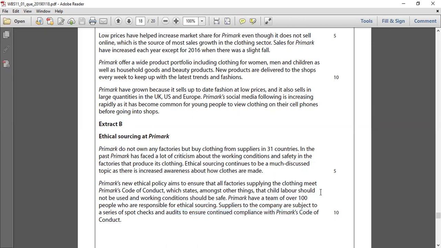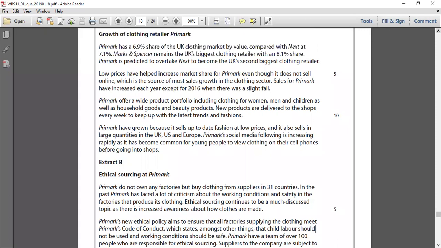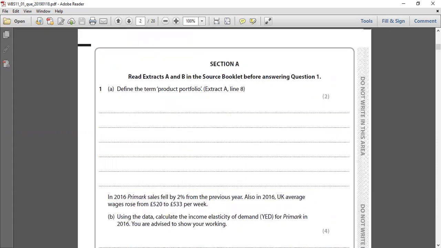So it's an excellent case study. It's all about Primark, the clothing retailer. In the first paragraph they mention their market share, their marketing strategy, their position in the market, their target market, product positioning, and everything. The second extract gives the ethical sourcing section. Okay, let's go to the question and answer session now.